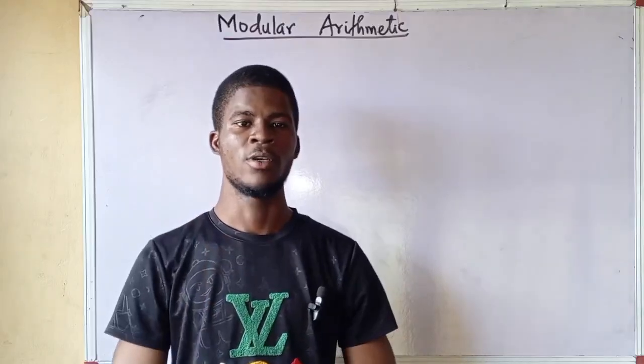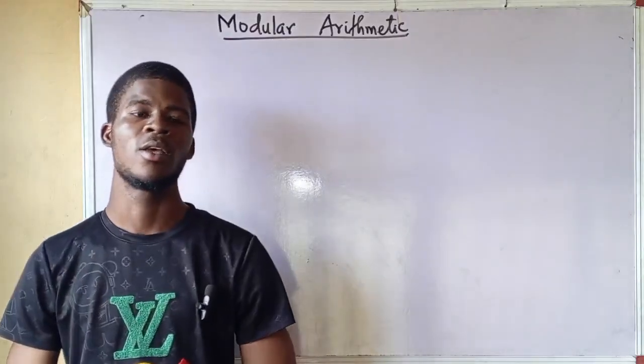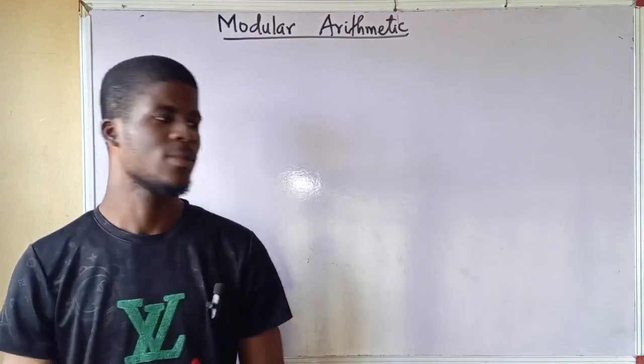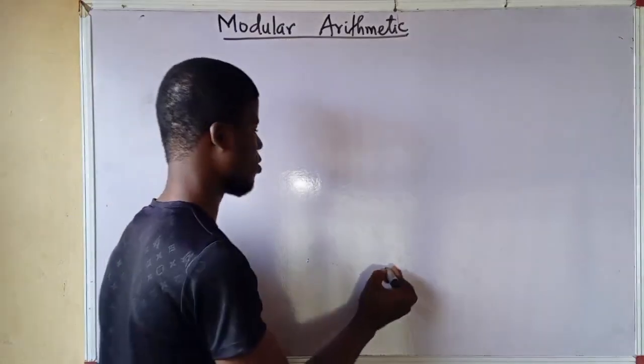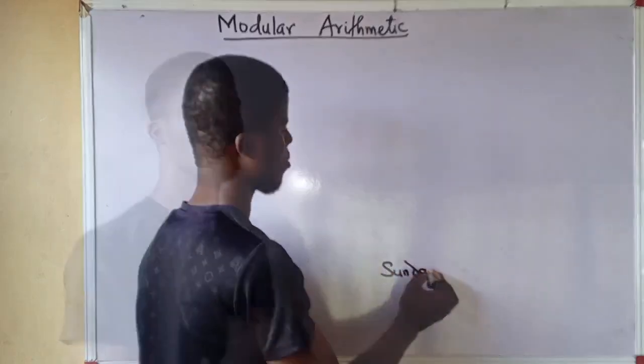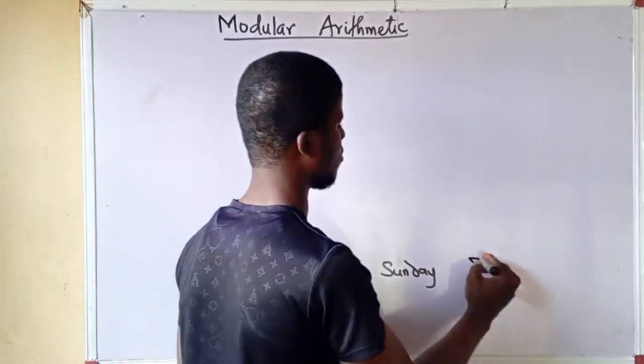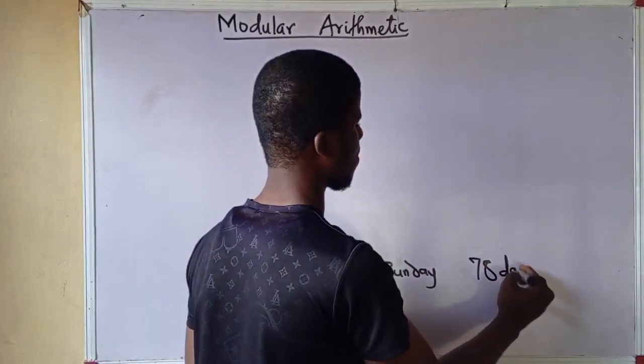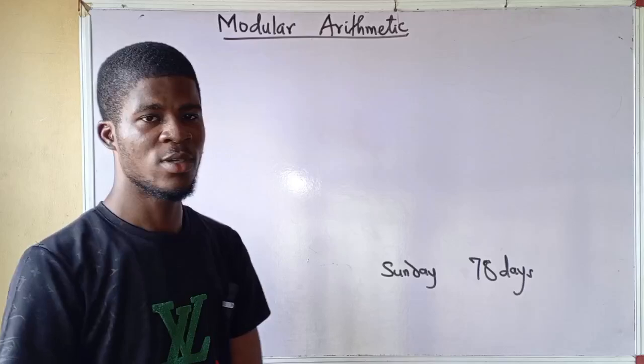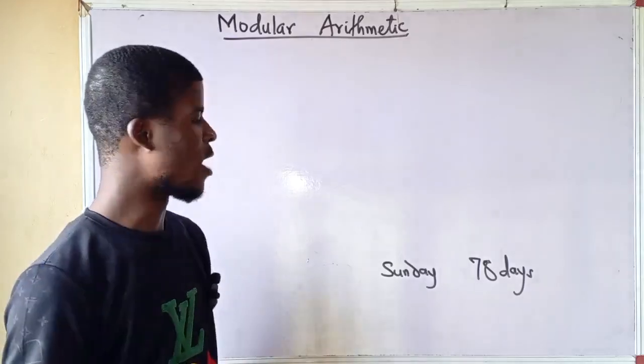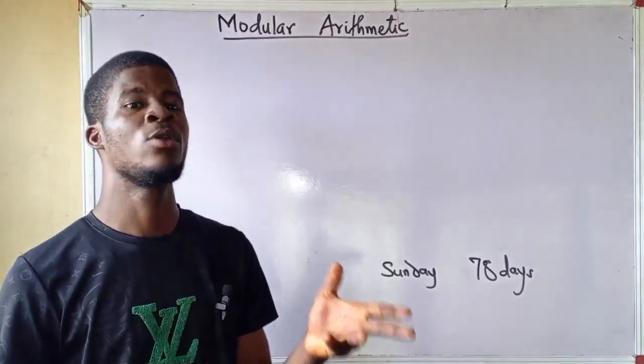If today is Sunday, what day of the week will it be in 78 days' time? I said that if today is Sunday, what day of the week will it be in 78 days? We can actually answer this question in a very simple way. But the idea behind this is modular arithmetic.